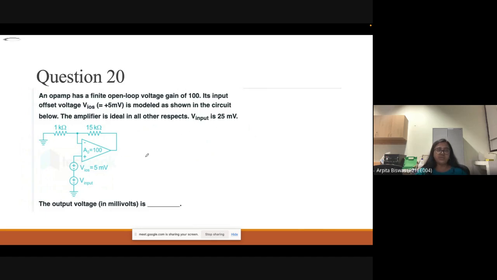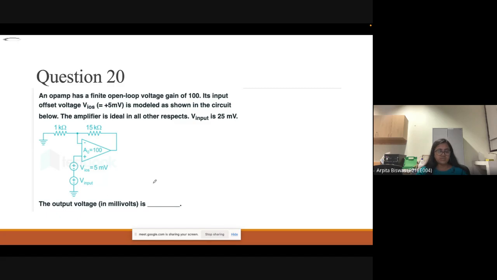So this is question number 20. An op amp has a finite open loop voltage gain of 100, and its input offset voltage VIOS is plus 5 millivolt. It is modeled as shown in the circuit below. The amplifier is ideal in all other respects. V input is 25 millivolt. You have to find out the output voltage in millivolt. So try to find out the answer.